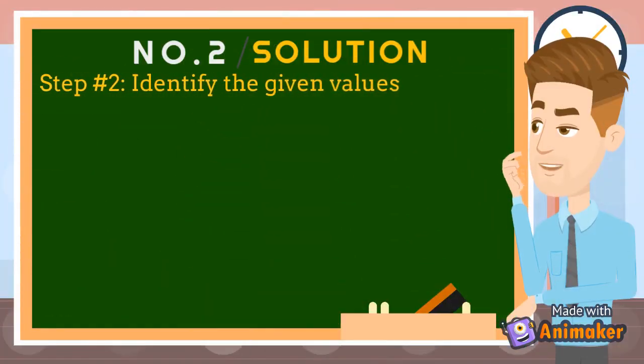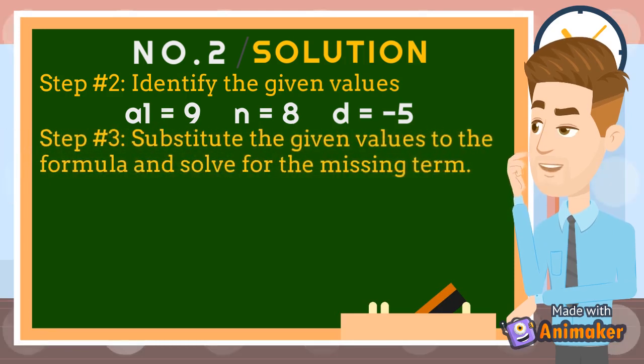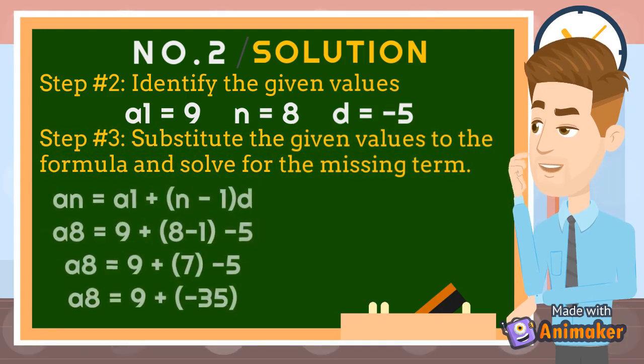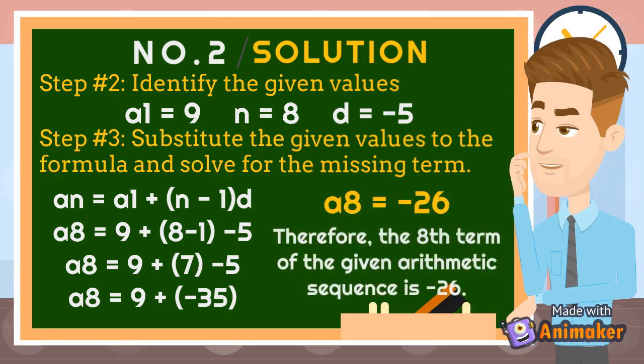For our given, we have a sub 1 equals 9, n is equal to 8, and the value of our d is -5. Substituting all of these to the formula, we can now have a sub 8 is equal to 9, plus the quantity of 8 minus 1, times -5. Let us now simplify this one. We have a sub 8 equals 9, plus 7, which is from 8 minus 1 above, times -5. Next, this will become a sub 8 is equal to 9, plus -35, as we multiply 7 by -5. For our final answer, we now have a sub 8 equals -26. Therefore, the eighth term of the given arithmetic sequence is -26.